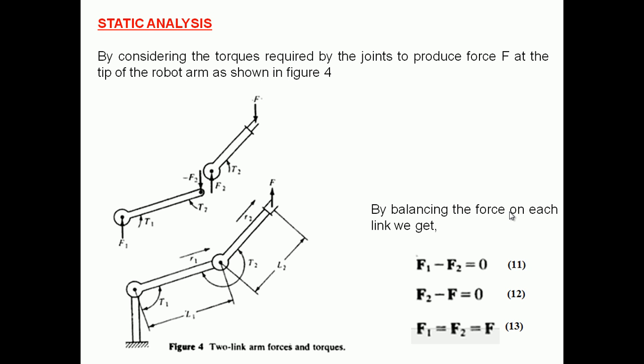So this is nothing but balancing the force on each link. It's very important to calculate the static analysis. So F1 minus F2 is equal to 0, F2 minus F is equal to 0. So obviously F1 is equal to F2, that is equal to F. So this is the way we have to calculate the static analysis of the 2 link arm force.